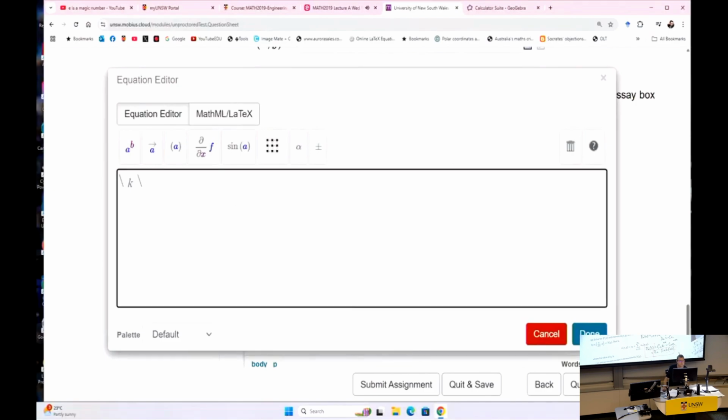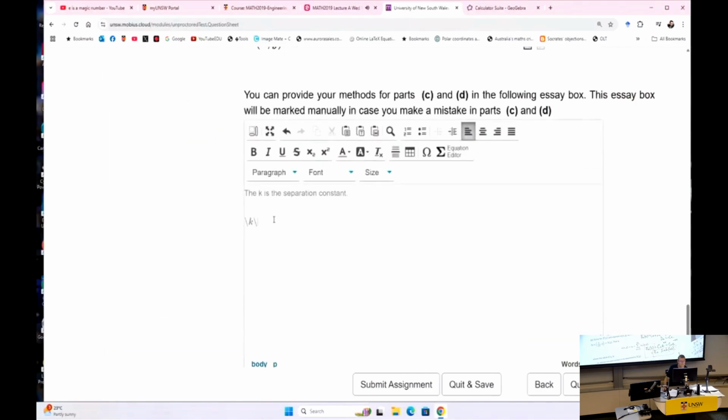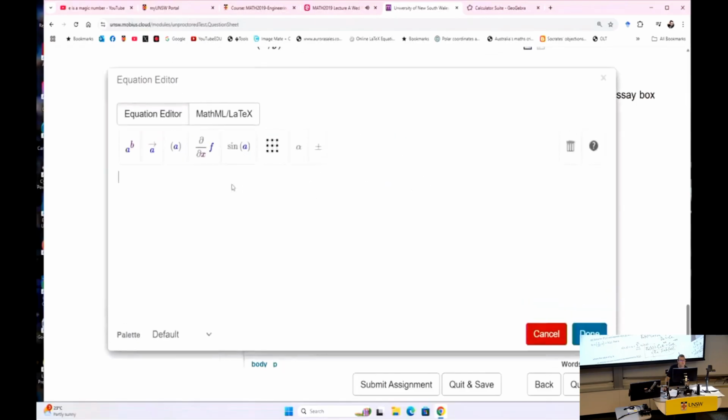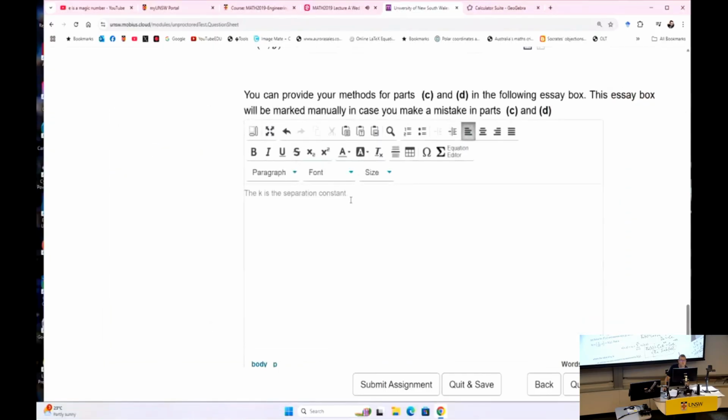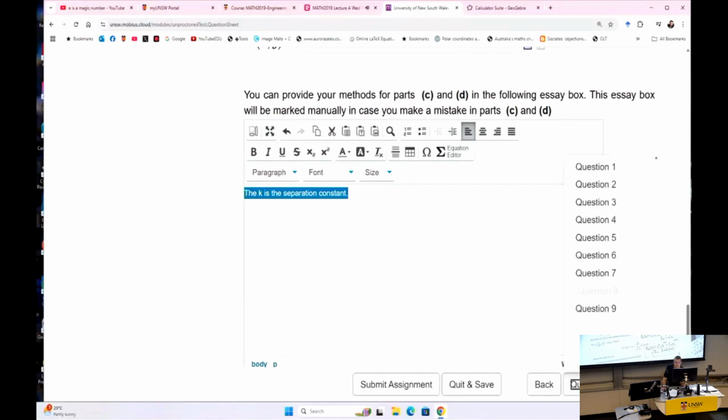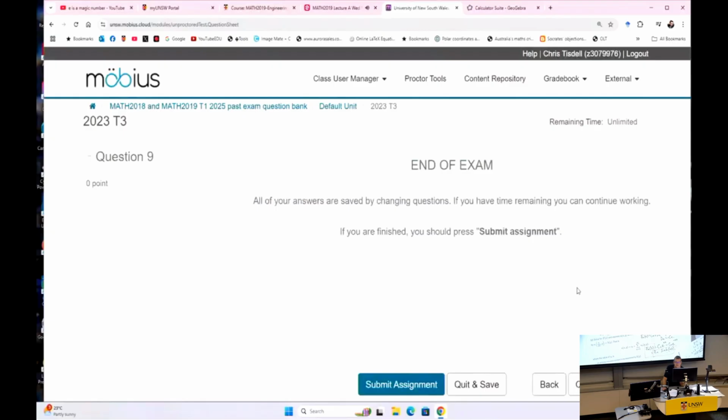If you write in equations, do you have to use the equation editor? No. I just wouldn't use the equation editor, but if you want to, you can. I would use words first and try to be as simple as possible. Some people go, well, that's why I did engineering, to get away from words and English, but it's helpful if you can say something. And then question 9 is the end of the exam.